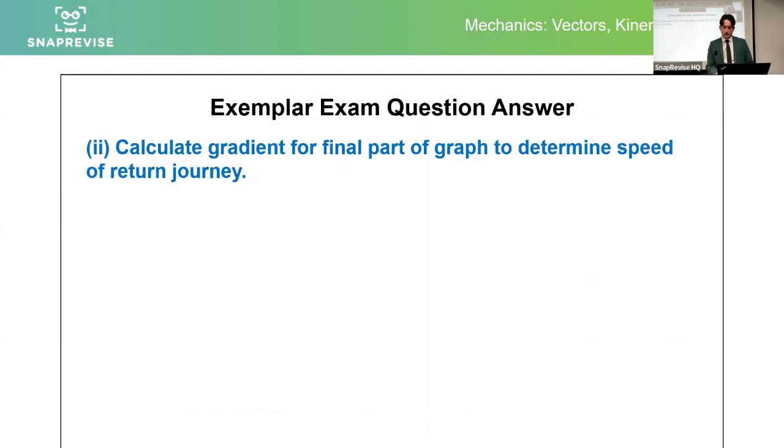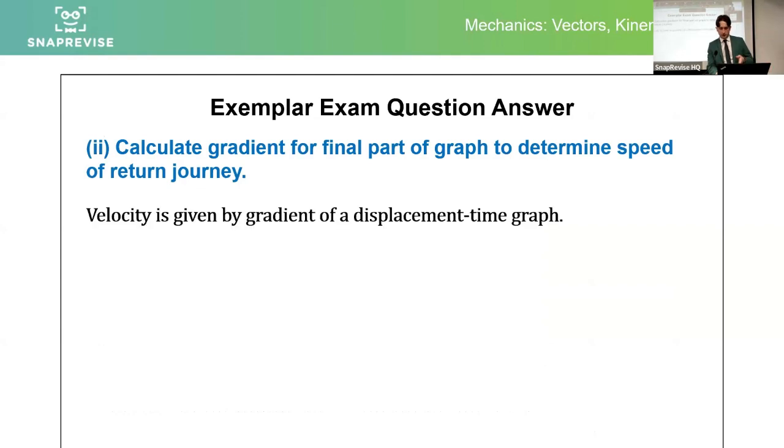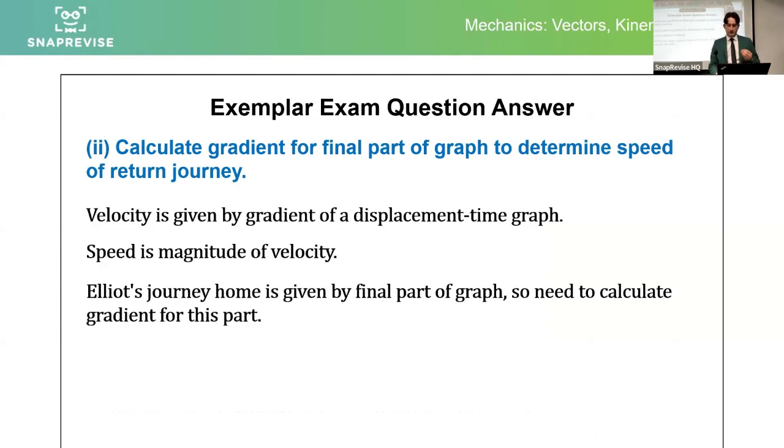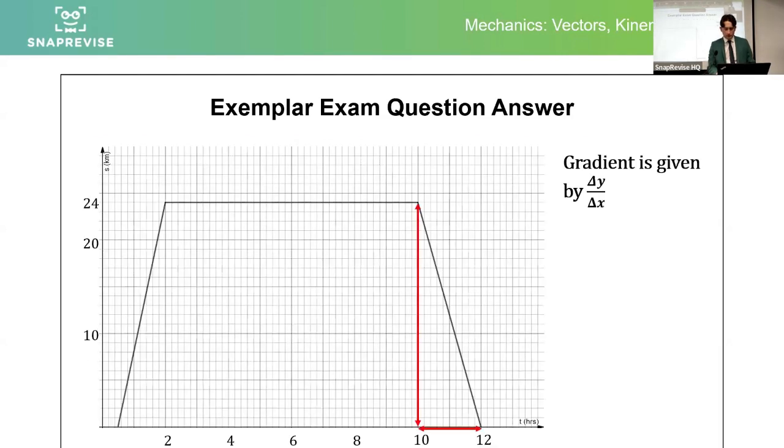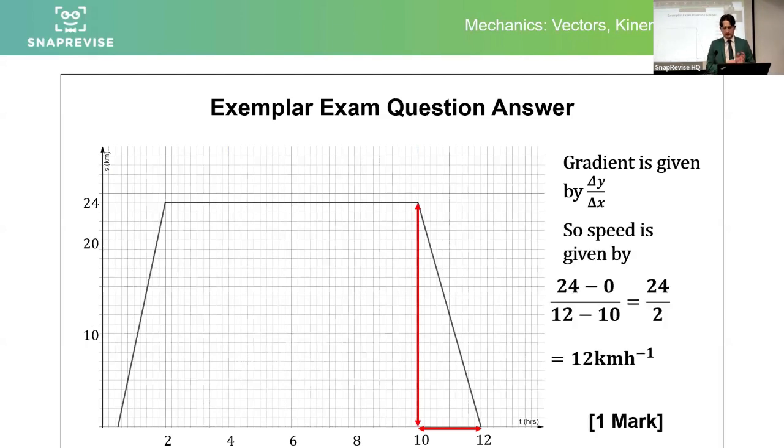Right, calculate the gradient. The gradient on the final part represents the return home journey. So we want the speed, and the speed is the magnitude. Even though the velocity will be a negative gradient, we effectively just turn it positive. And we need to give the right units as well. On the return home, if we look at the gradient there, 24 kilometers in 2 hours, so basically 12 kilometers per hour. We wouldn't say minus, we'd say plus, because we want the speed. So we just want the magnitude of that. Okay, brilliant.